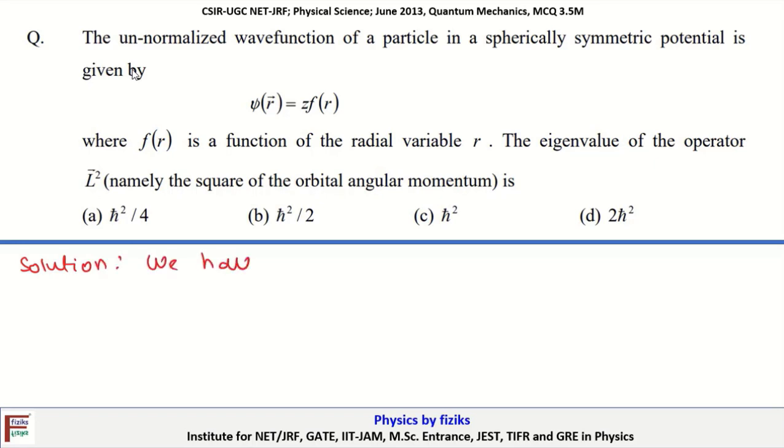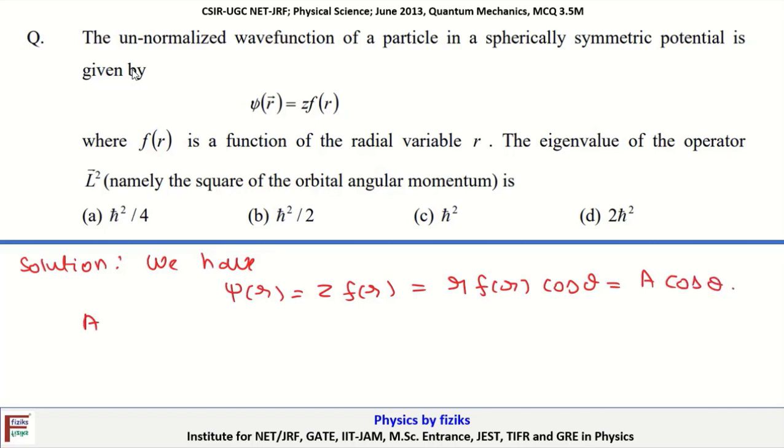We have psi(r) = z f(r), which can be written as r f(r) cos theta, or which I am writing as equals a cos theta, where a I am defining as nothing but r f(r). Okay.